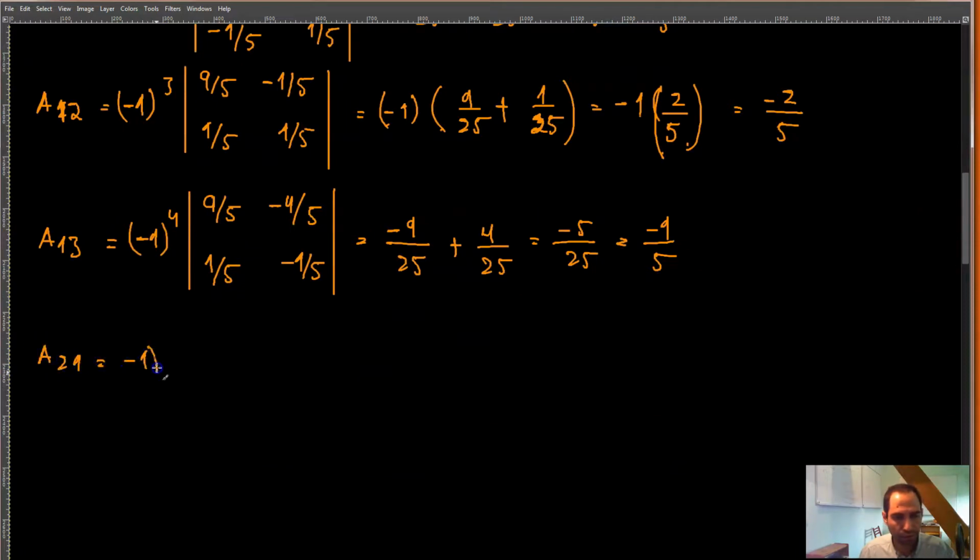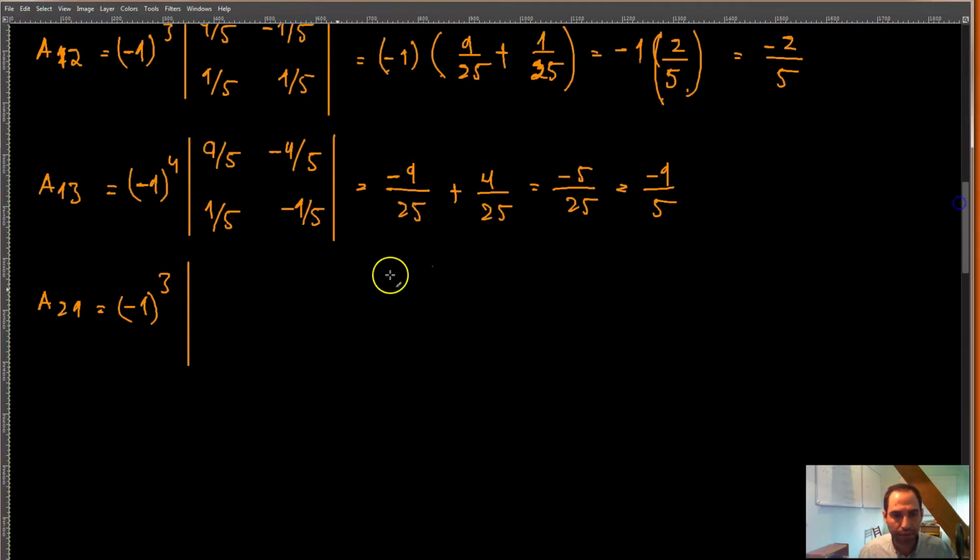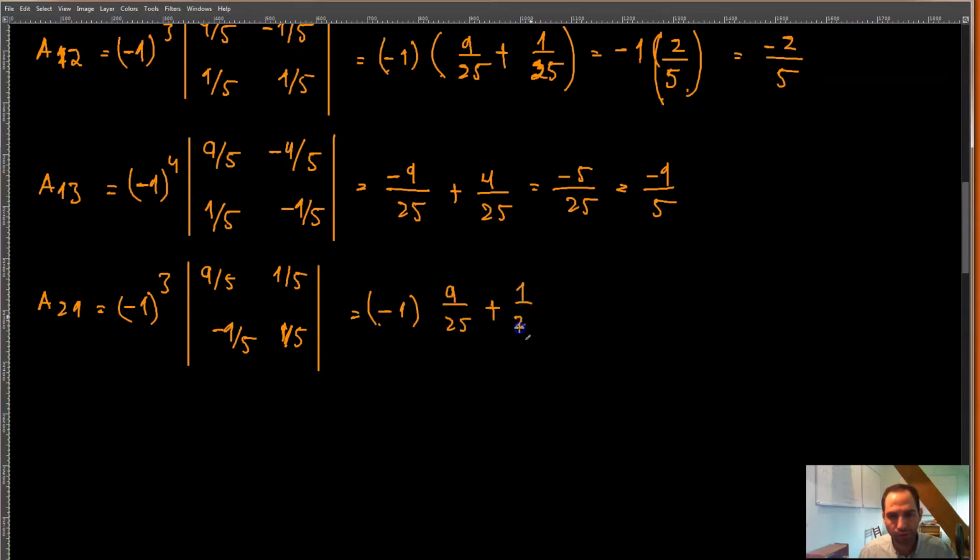A of 2, 1 is equal to negative 1 raised to the 3rd power times the determinant of 9/5, 1/5, negative 1/5, and 1/5. That's the same thing as negative 1 times 9/25 plus 1/25. That is 10/25, 2/5, negative 2/5.